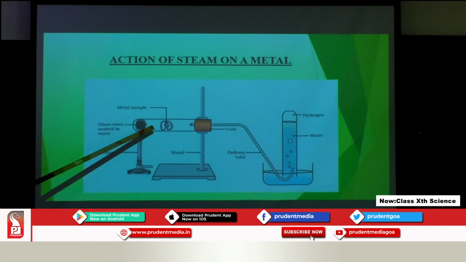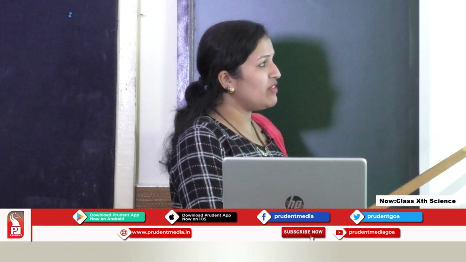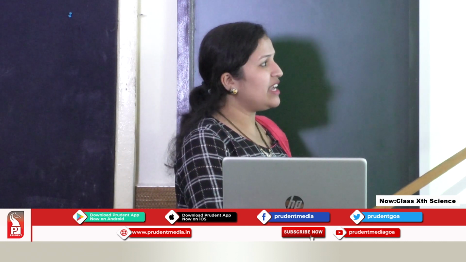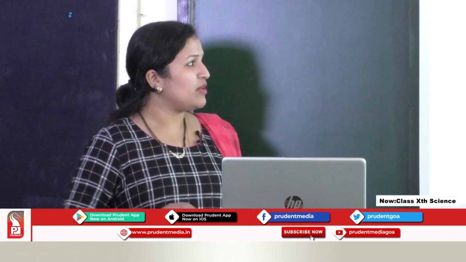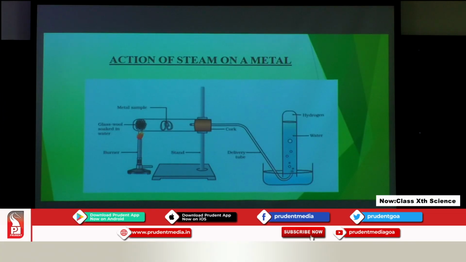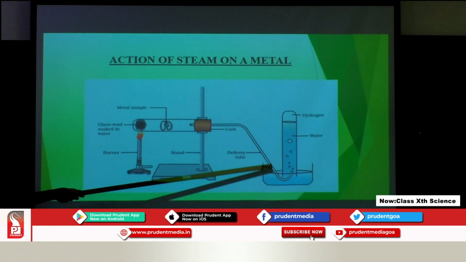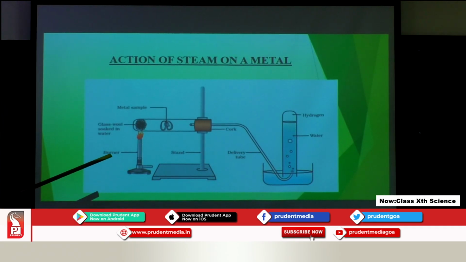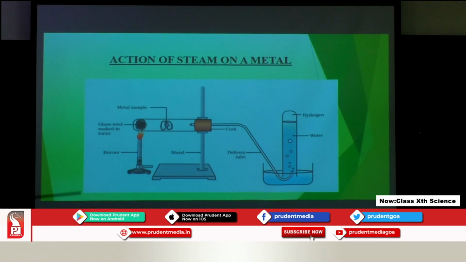So, this steam will fall on the metal sample. When it reacts with the metal sample, we get formation of oxide, and hydrogen gas is released. You will see here the pipe is connected, and the pipe takes the hydrogen gas into this test tube. Here bubbles are evolved. You can see the formation and evolution of bubbles, which says that hydrogen gas is released and settles at the top of the test tube.